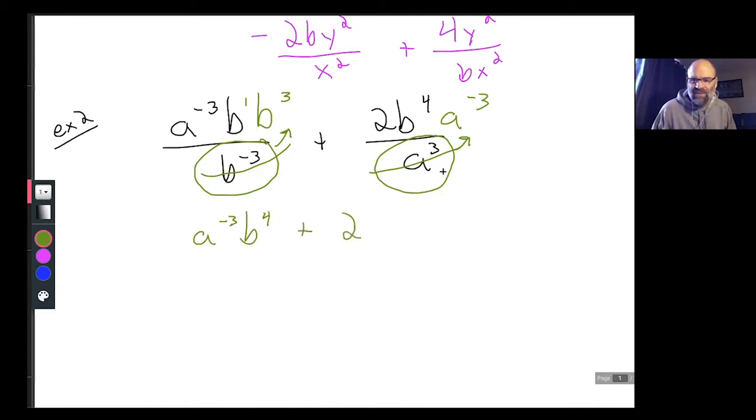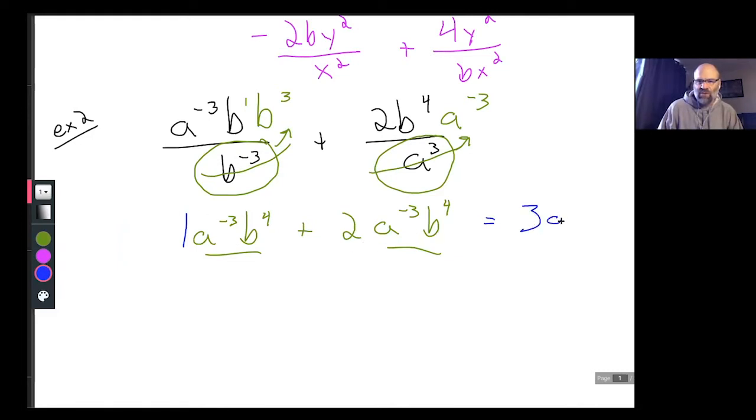Let's do a to the a first because it comes before b. A to the negative 3rd, and then b to the 4th. Hey, look, same variables with the same exact exponents. I can combine those. If I don't see a number there, put a 1 in front of it. You don't have to, but if it helps you organize your stuff, then do it. So 1 of those plus 2 of those is 3 of those.